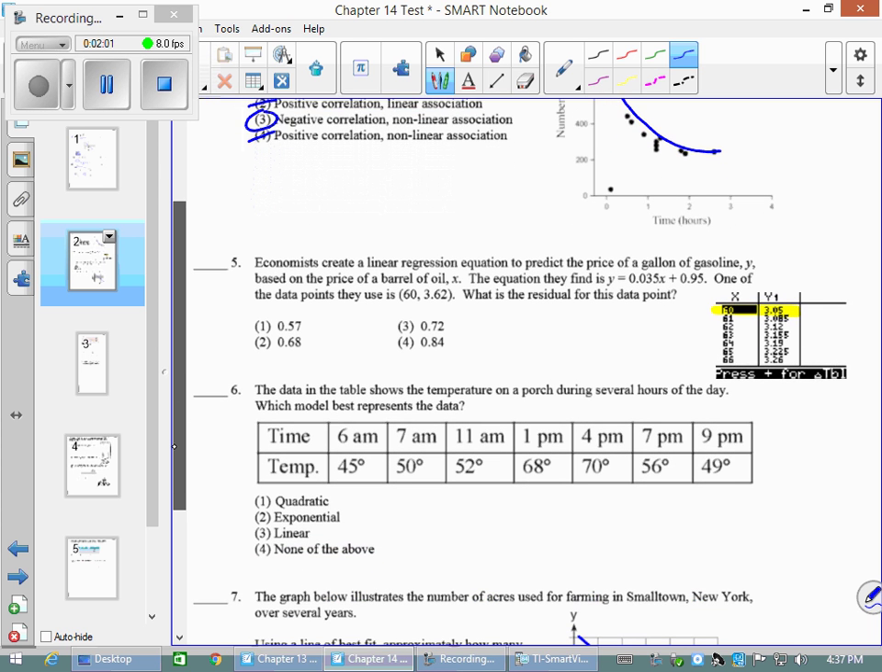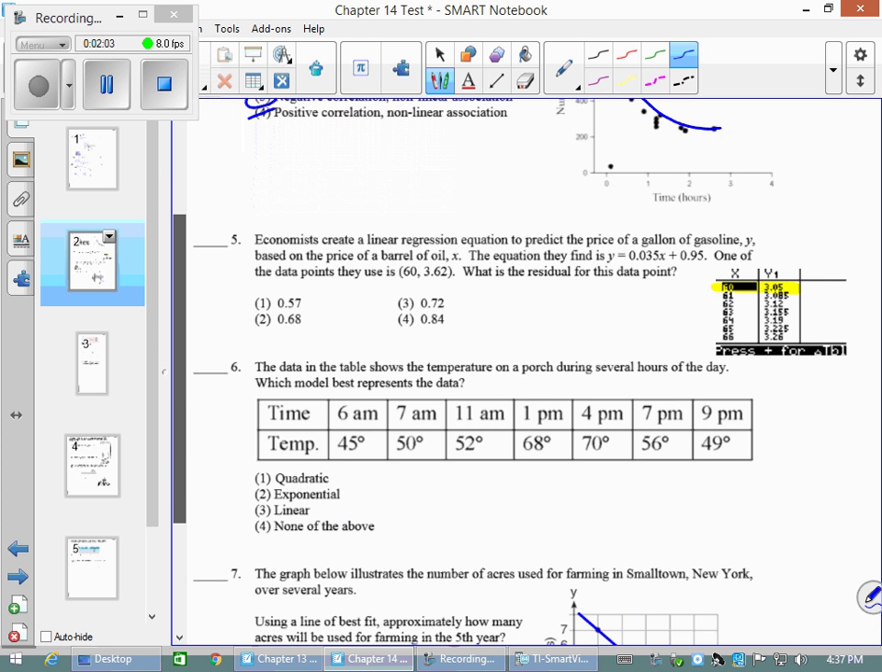For question 5, it says economists create a linear regression equation to predict the price of gasoline based on the price of a barrel of oil. They use the equation y equals 0.035x plus 0.95. So that's the line of best fit, the linear regression. One of the data points they use is 60, 3.62. So when they say data points, that means this is the actual point.